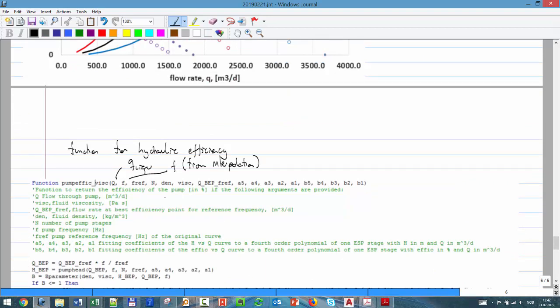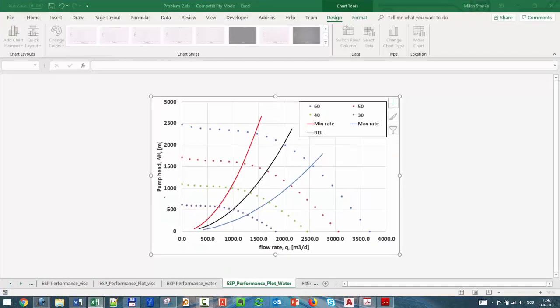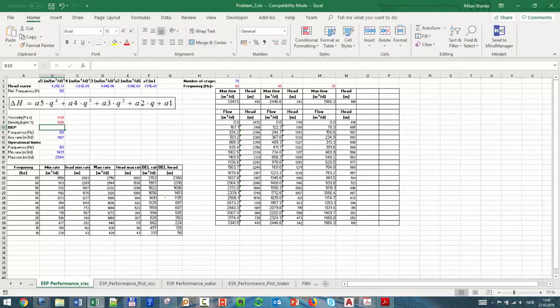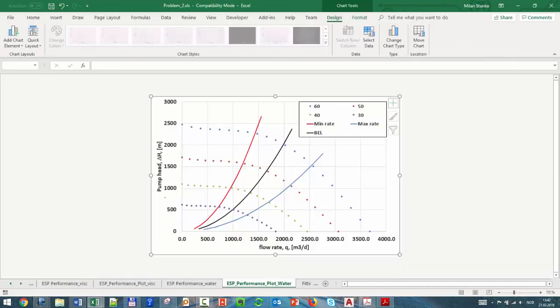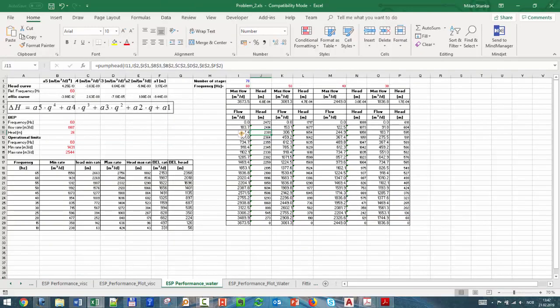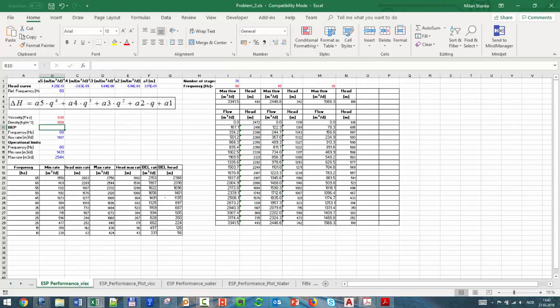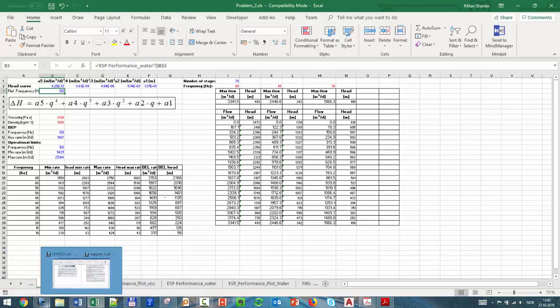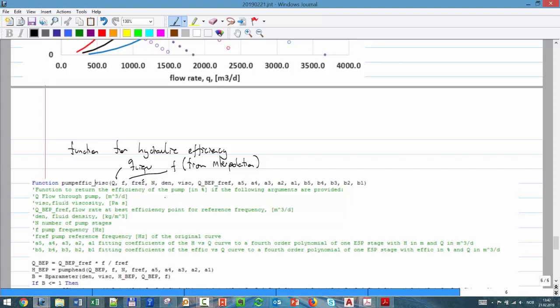Reference frequency should be here someplace. It's set on that sheet, just up. Yeah, the reference frequency is 60. You also need, what else do you need? So that is 60. N is the number of stages you have in the pump.